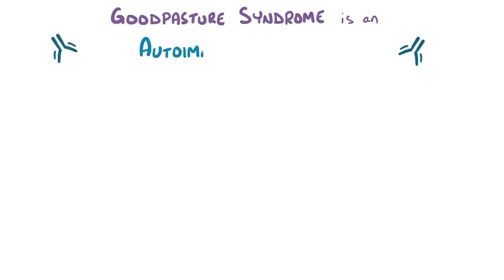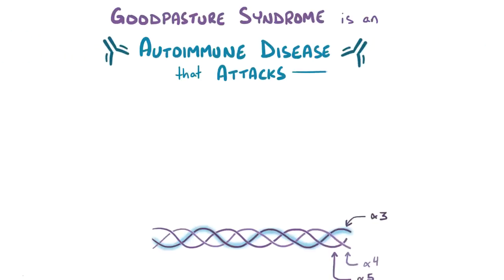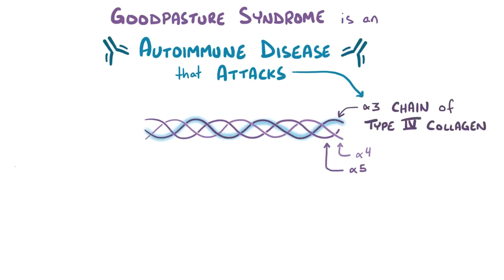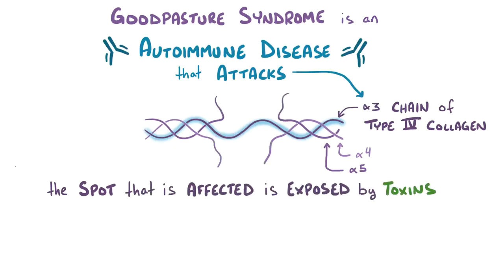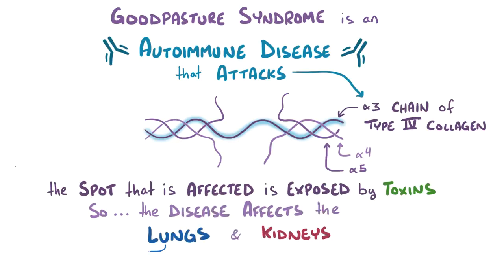Alright, as a quick recap, Goodpasture syndrome is an autoimmune disease in which the immune system attacks the alpha-3 chain of type 4 collagen present in the basement membrane. The specific spot that gets affected is usually well hidden, but gets exposed by various toxins, which is why the disease predominantly affects the lungs and kidneys, causing symptoms like hemoptysis and hematuria.